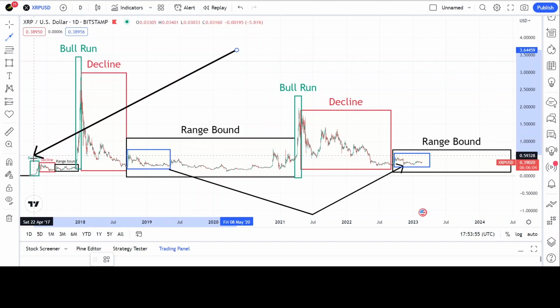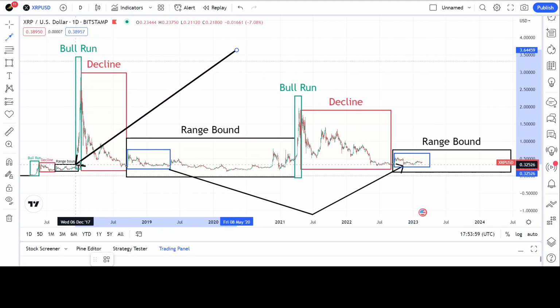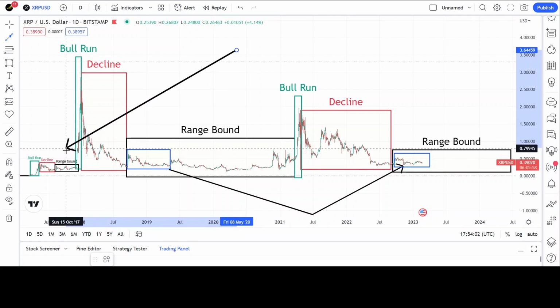Over here, we see the same thing. We have the bull run, we have the decline, and then we have the range-bound sideways time. Every single time this plays out, the timing of it is different, the height and the depth is different, but the same fundamental structure is at play.